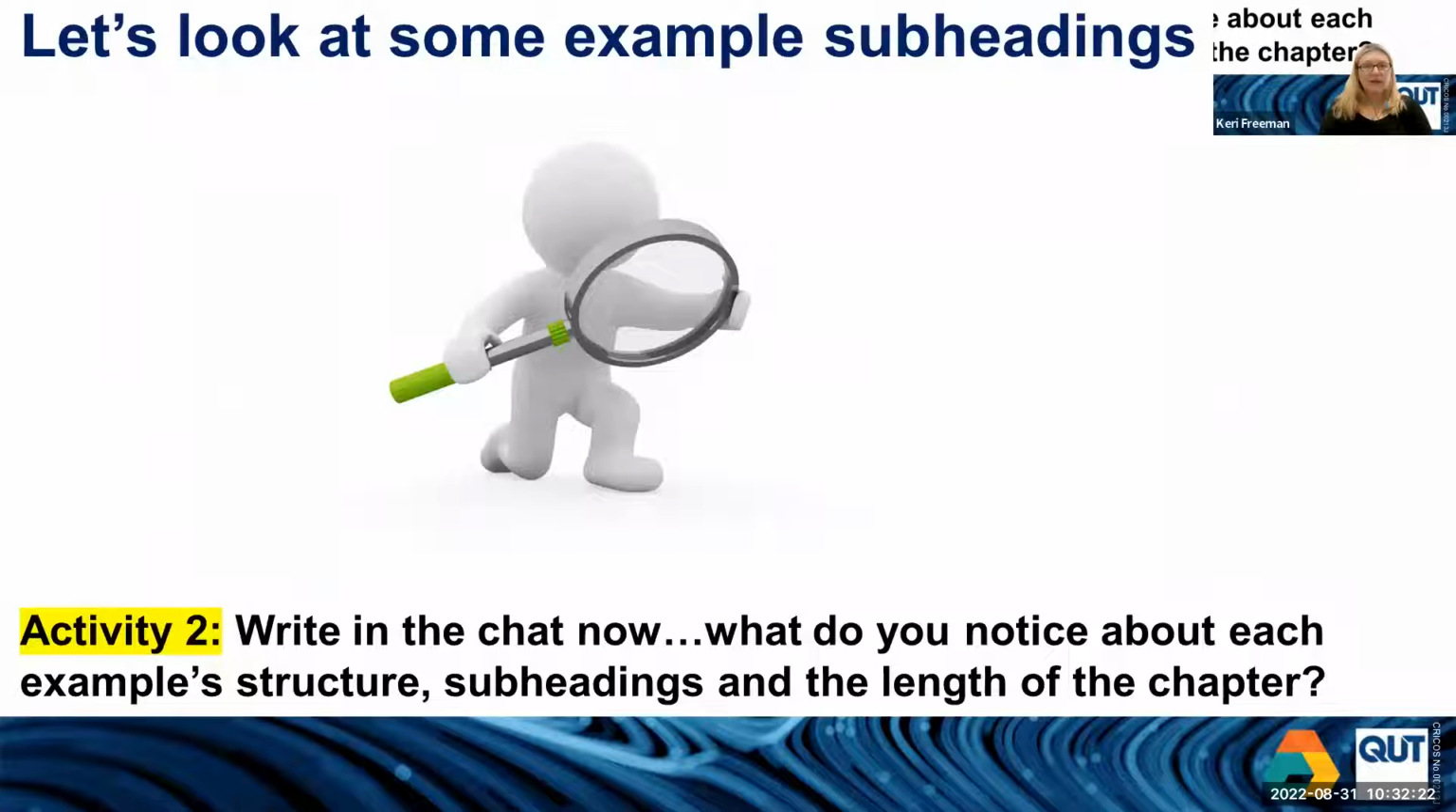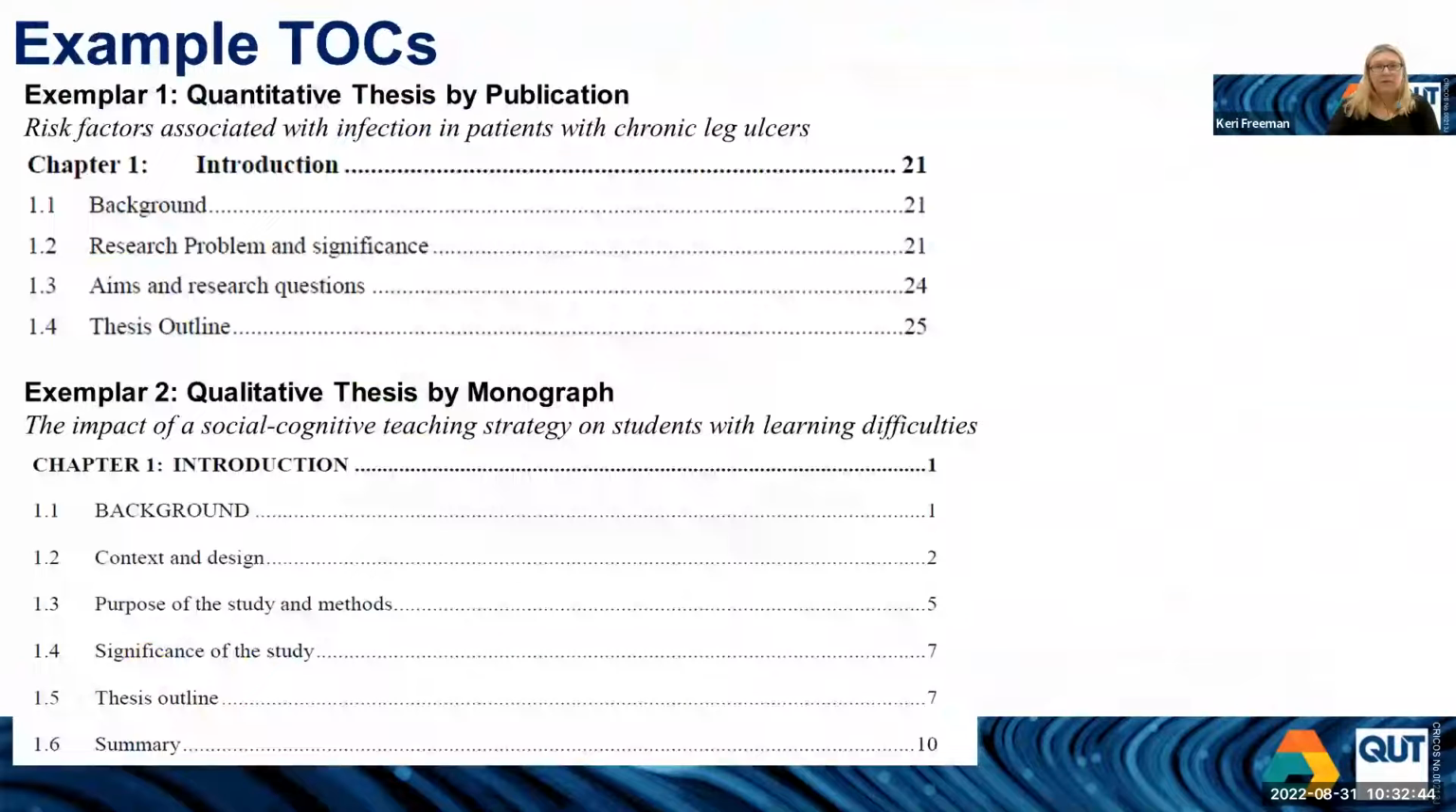All right, let's look at some example subheadings. Now, if you can, write in the chat what you notice about each of the examples. What do you notice about the structure, the length of the chapter, and the subheadings? So this is the two example table of contents for our two exemplars. So let's have a look. Quantitative thesis by publication. What do you notice there? It's quite short, isn't it?